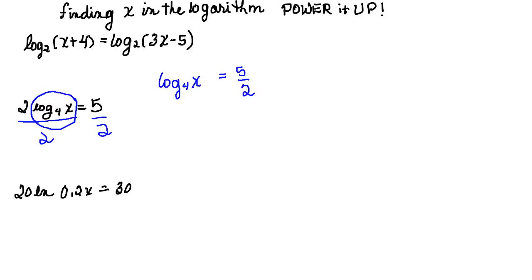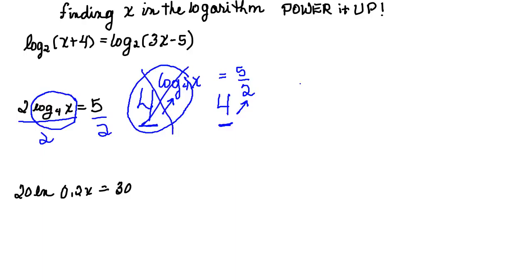X in a logarithm, going to power it up. I take this logarithm and I give it a base 4 and power it up, which means I'm going to give the other side a base 4 and power it up. Now, anytime you power up a log, it ends up equaling 1. So it cancels out, and that leaves us with x equals 4 to the power of 5 over 2. So x equals 32.